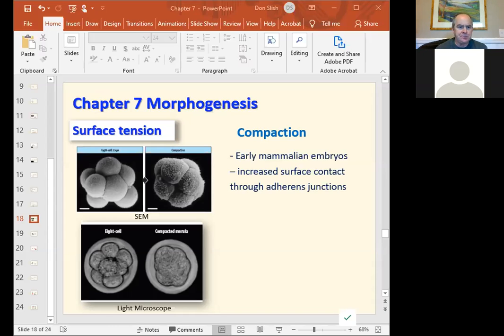Okay, Xenopus gastrulation. Gastrulation. Okay.